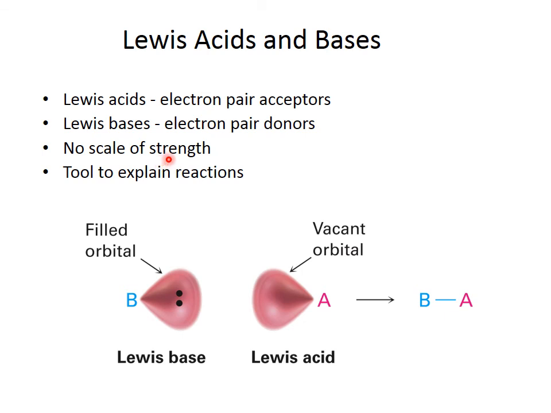There's no scale of strength to use here. The Lewis acid and base reaction is just a tool to explain that you have a non-bonding pair that's overlapping with an empty orbital to form a bond.